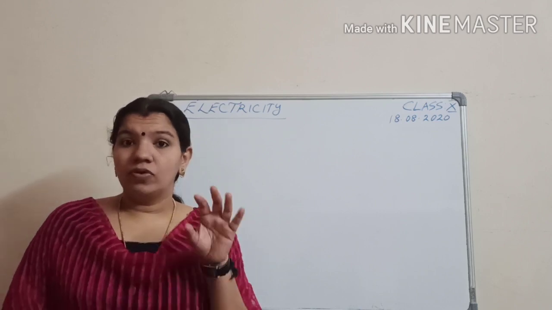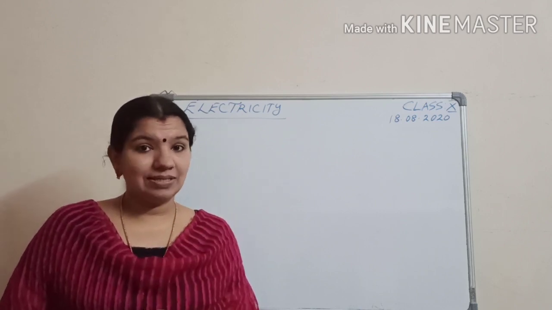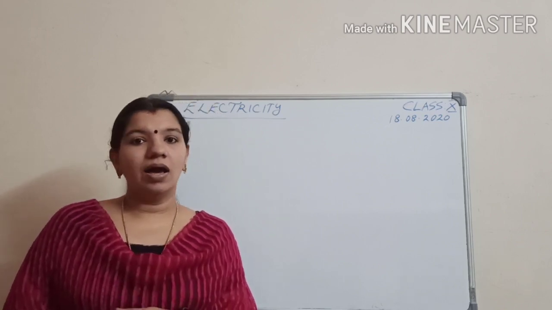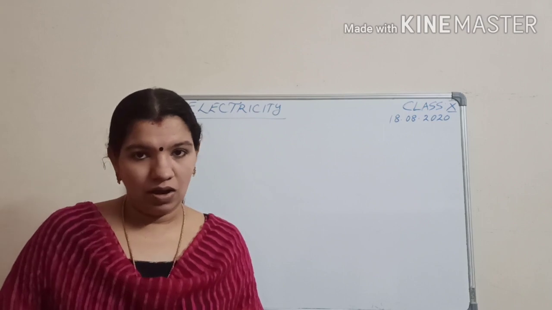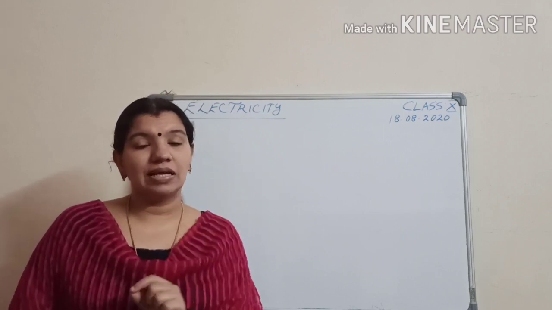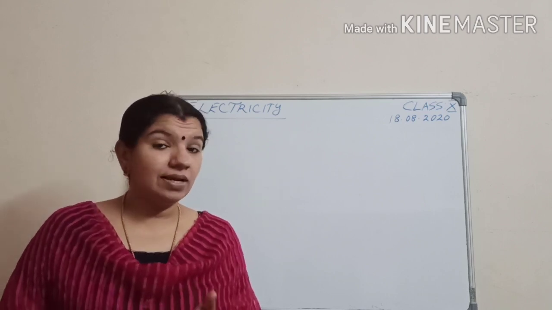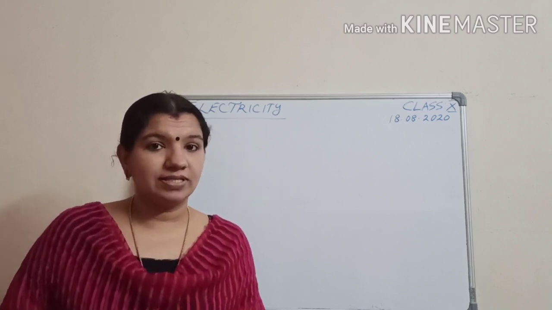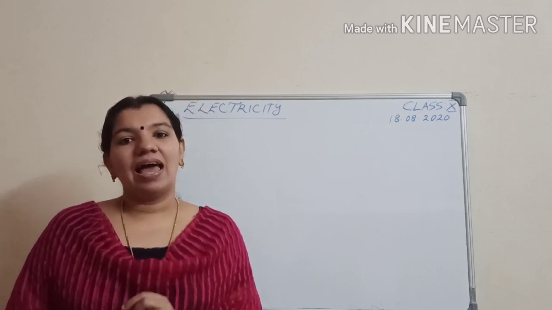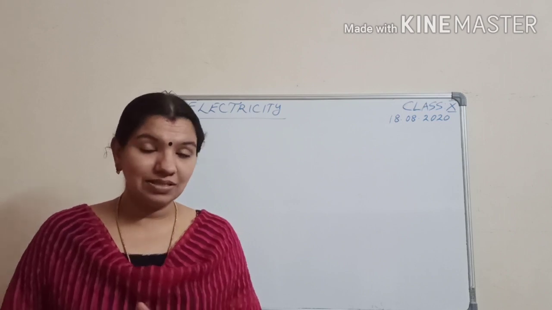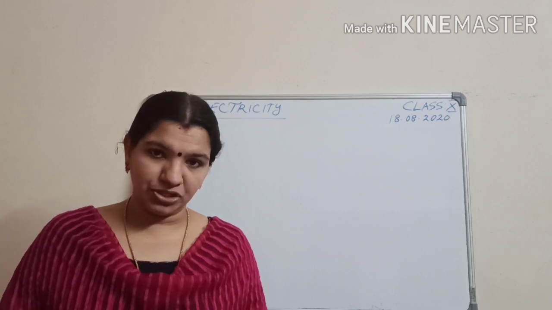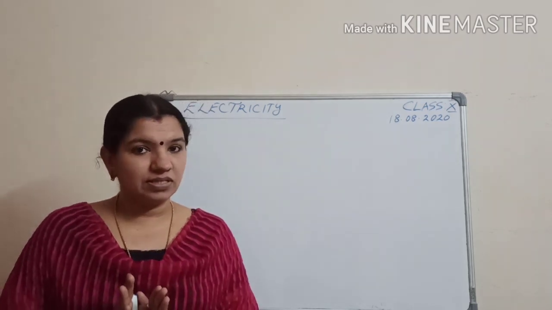Okay, then we created one equation. What was the equation? R equal to rho into L by A, where L and A are the length and area of cross section of the material, and we introduced a constant called resistivity. What is another name of resistivity? Anyone? Specific resistance. And resistivity is defined as the resistance of the material having unit length and unit area of cross section.